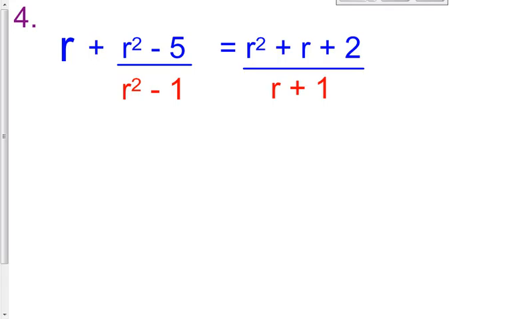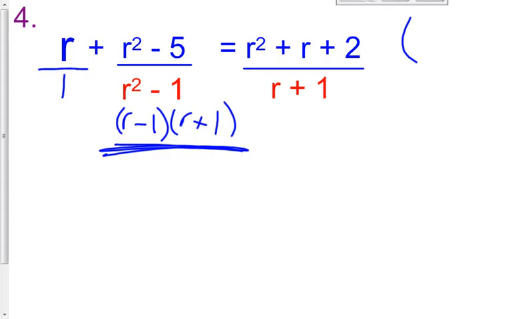This one, r, has a denominator of 1. So if you look at your GCF, this is r minus 1 times r plus 1. So your factors are 1, r minus 1, r plus 1, and r plus 1. So your GCF is going to be r minus 1 and r plus 1 together. R minus 1 times r plus 1. That's what you're going to multiply by all three of these.